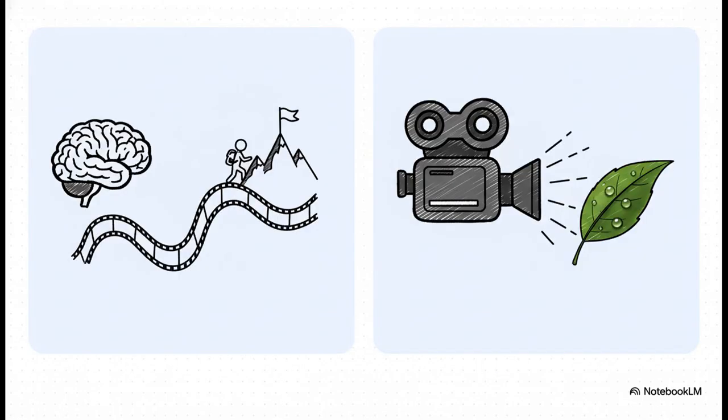Now, let's zoom in on the two heavyweights right now, Sora and Veo. The absolute best way to think about them is like this. Veo is the master cinematographer. It delivers breathtaking realism, perfect lighting, incredibly natural performances.